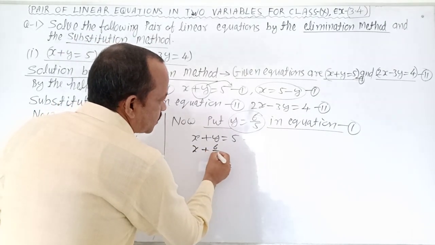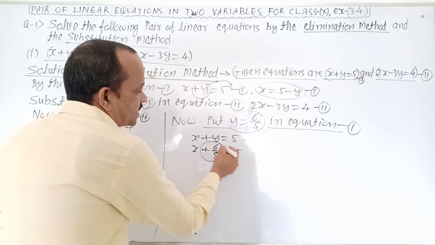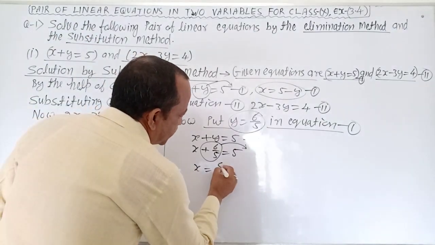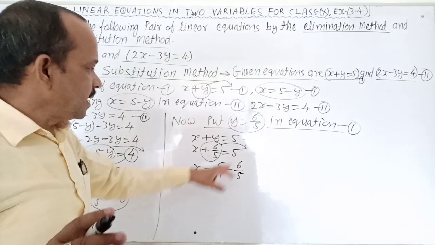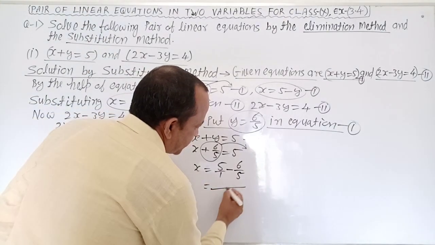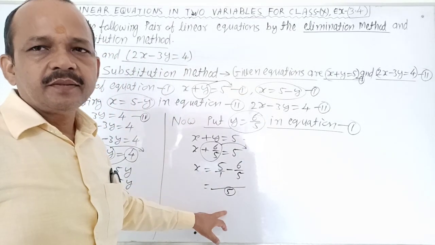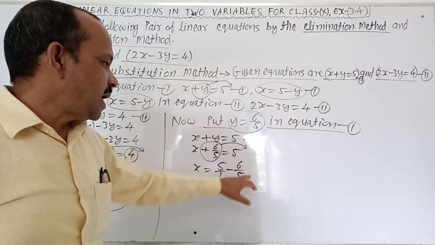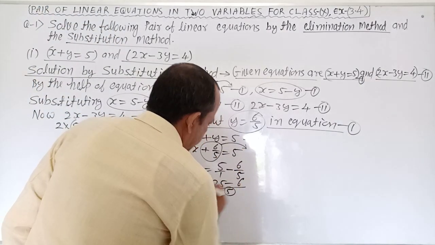x plus 6 by 5 equal to 5. You can write plus 6 by 5 on the right side of equal. It becomes x equal to 5 by 1 minus 6 by 5. Here 5, you can write it as 5 by 1. Clear? Take LCM of 1 and 5, that is 5. 5 divided by 1 becomes 5. 5 multiply 5 becomes 25, minus 5 divided by 5 you find 1, 1 multiply by 6 becomes 6.